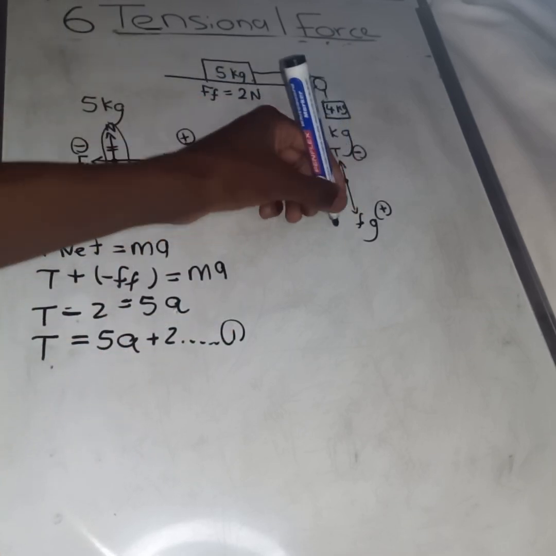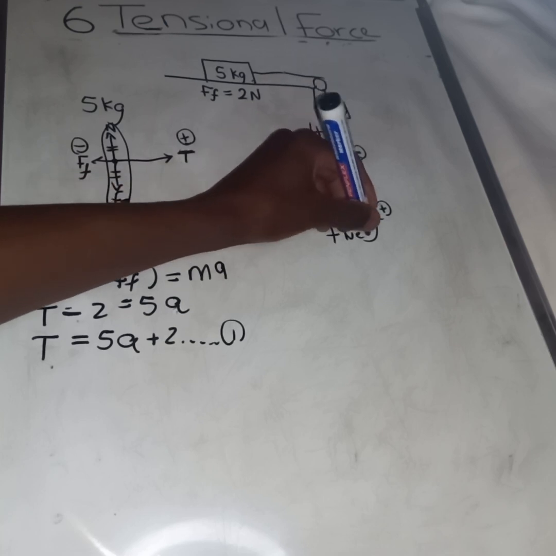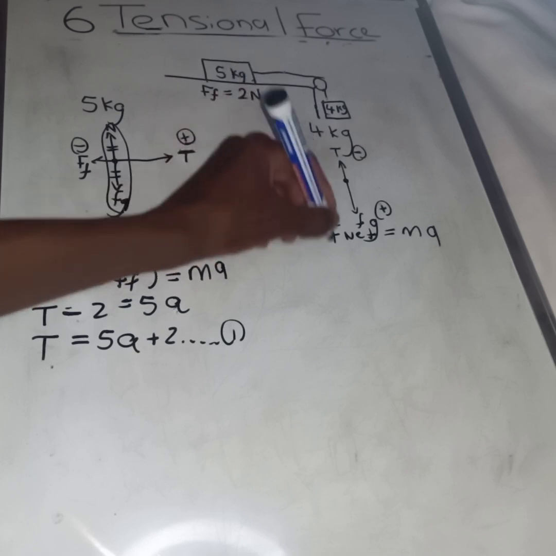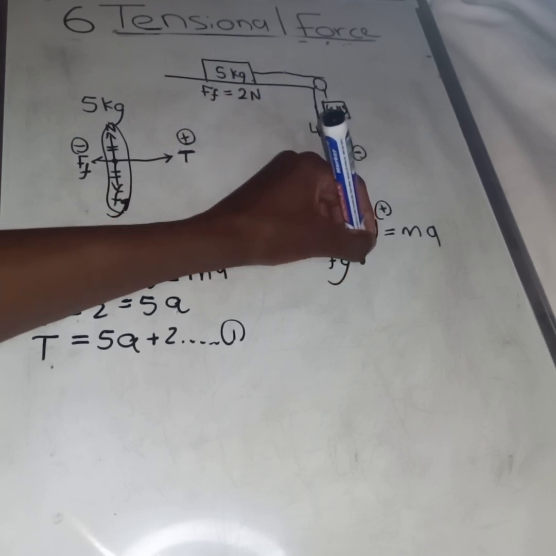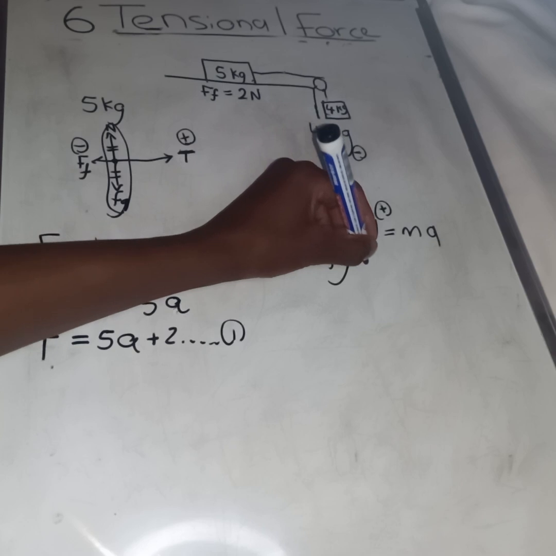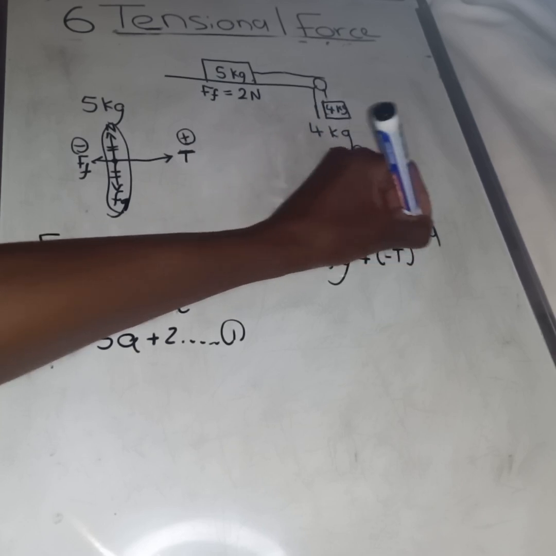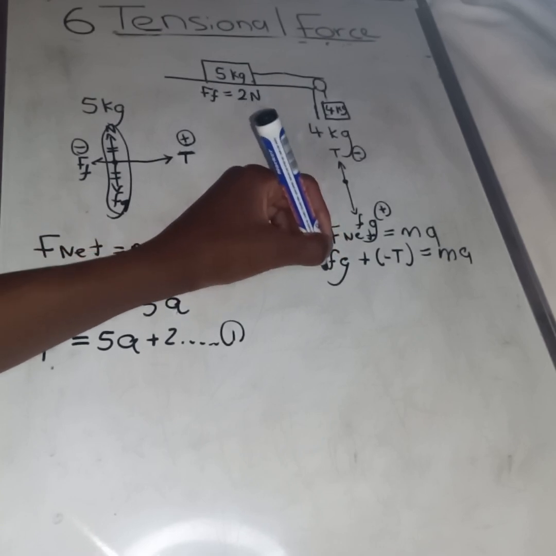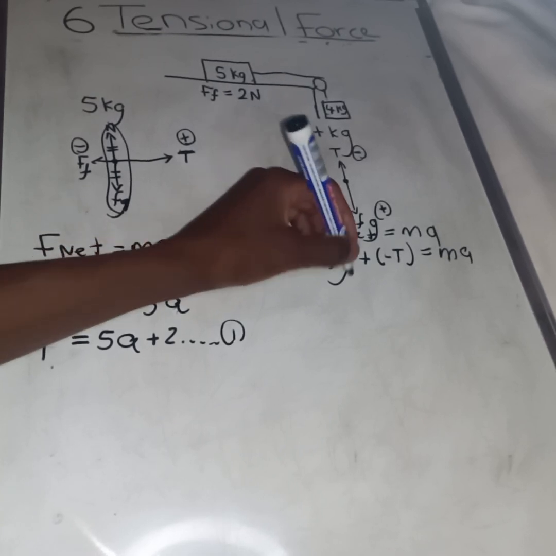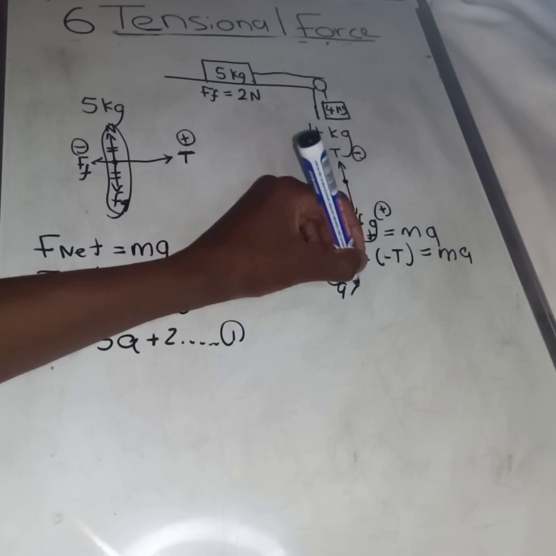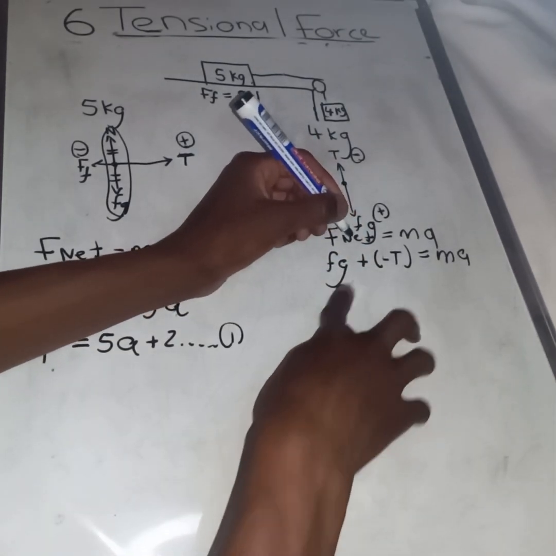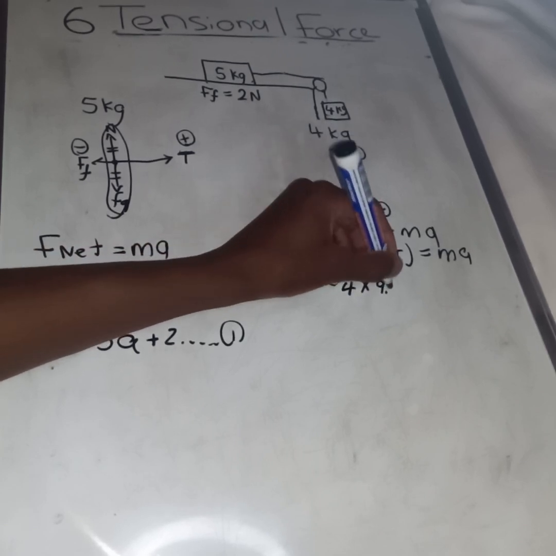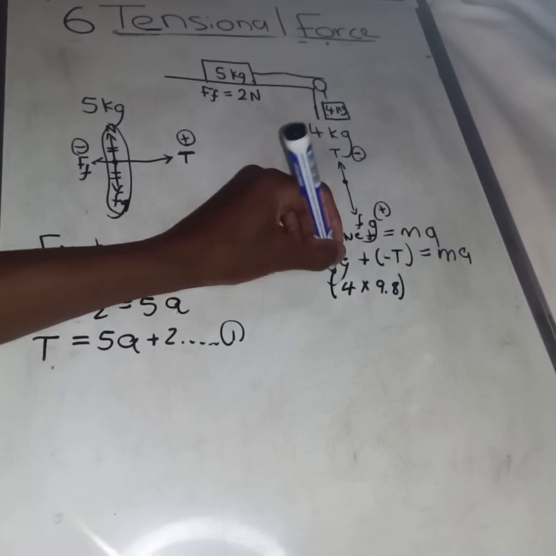We move to equation number 2. So F net is equal to MA. So we have what? FG. We have FG plus negative tension. FG is equal to mg. So 4 multiplied by 9.8.